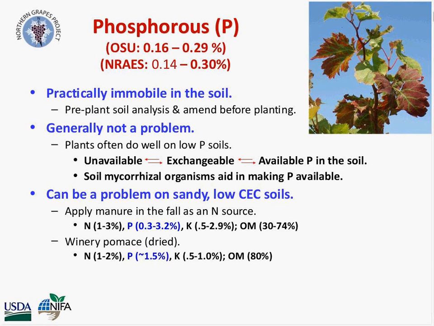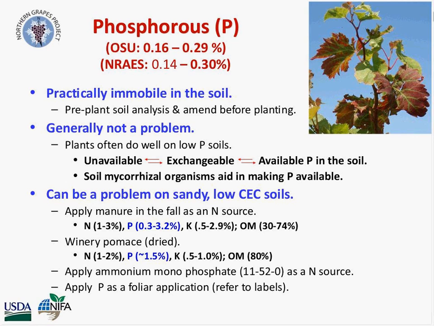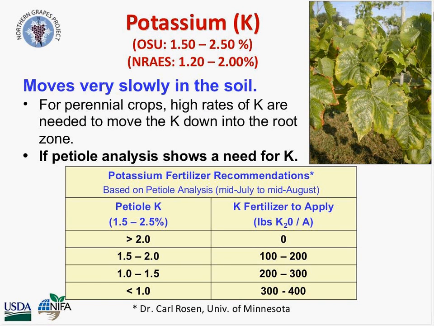Potassium, as Carl talked about earlier, moves very slowly in the soil. In perennial crops, it takes high rates of potassium to move potassium down into the root zone. So, from some of Carl's recommendations, if your petiole K is over 2%, you don't need to apply potassium fertilizer. If it's in the 1.5 to 2.0 range, maybe 100 to 200 pounds of K2O per acre. If it's 1% to 1.5%, then 200 to 300 pounds per acre, and then if it's less than 1%, 400 pounds per acre.